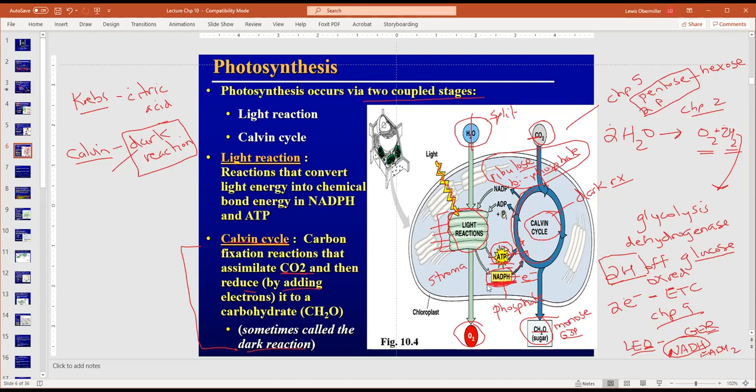NADPH, exactly, which we're making in the light reaction, and it produces this single carbon sugar. We know that if you have a single carbon sugar, it's like a Lego block, and you can add 3 together, and that'll give you a glyceraldehyde 3-phosphate. You add 6 together, and you get a glucose.